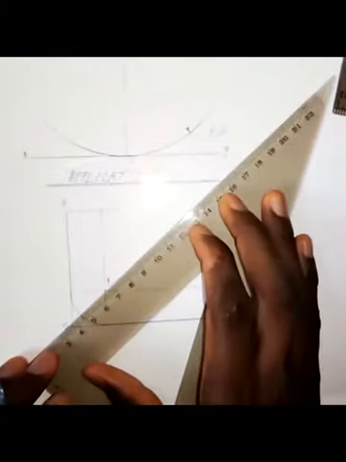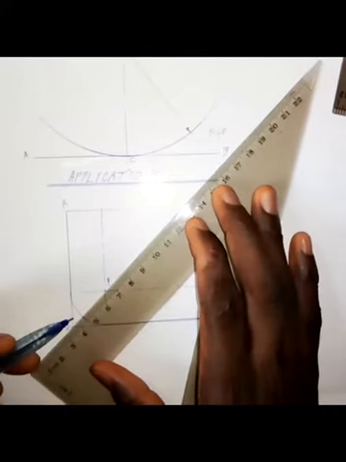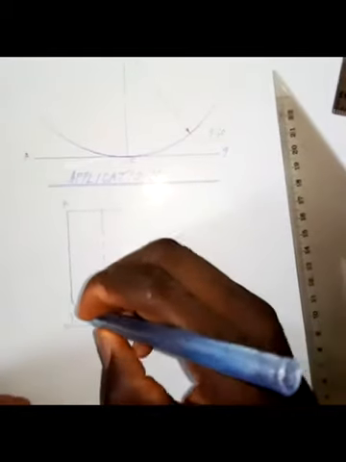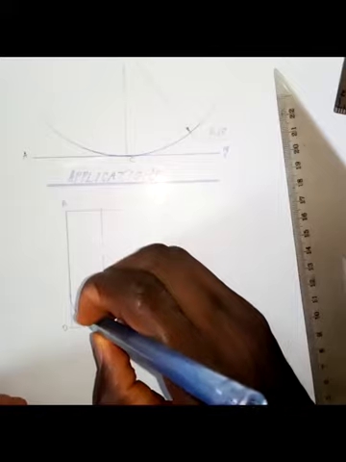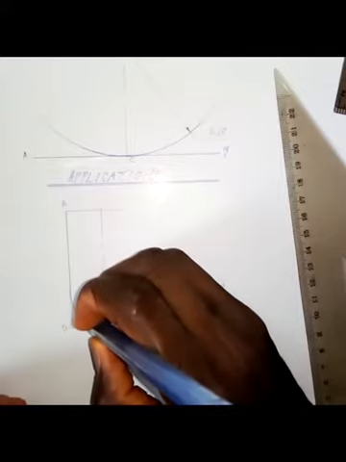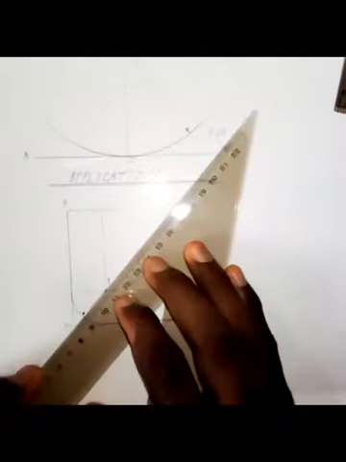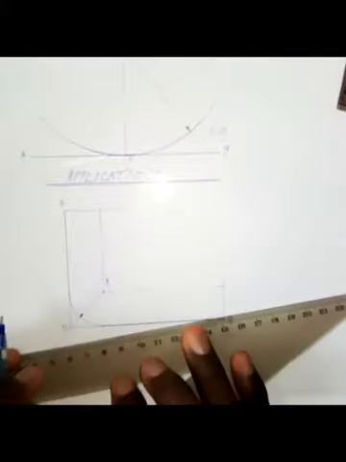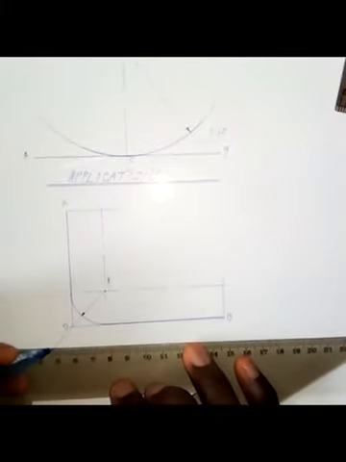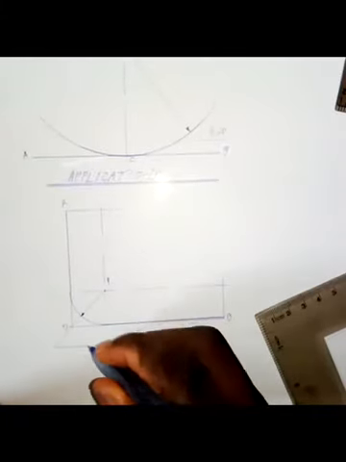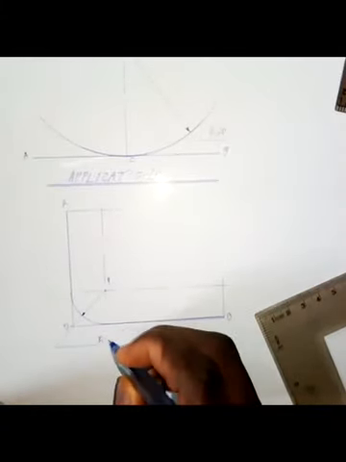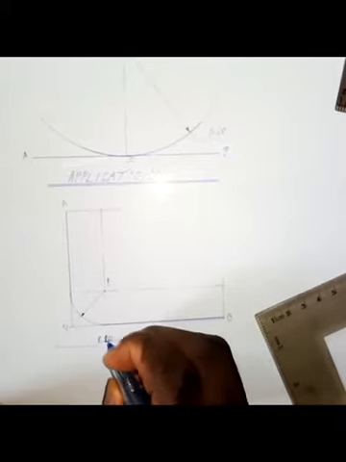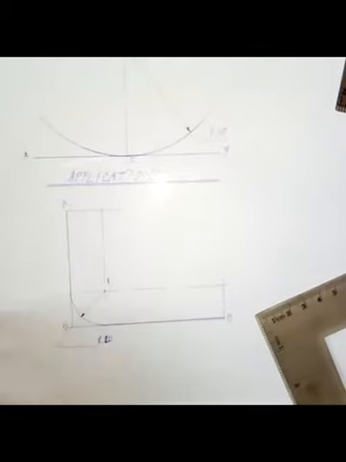Okay, so this arc now has a radius. Whenever you do it, probably in the exam, you need to dimension it. So I'm going to dimension this. So this is radius 20, R20. So this is it. That is the first one.